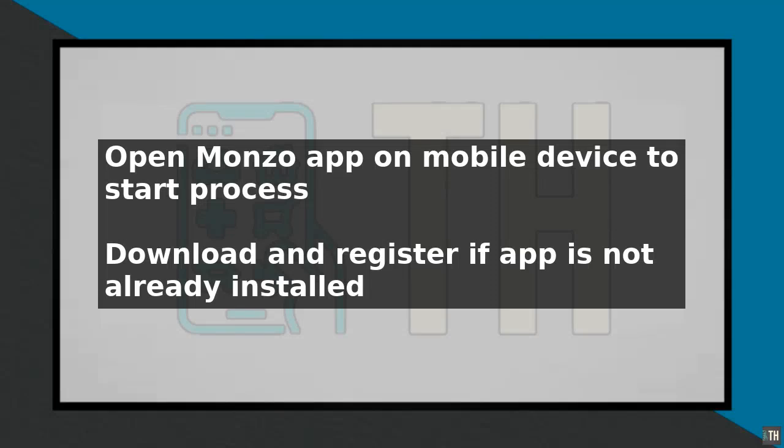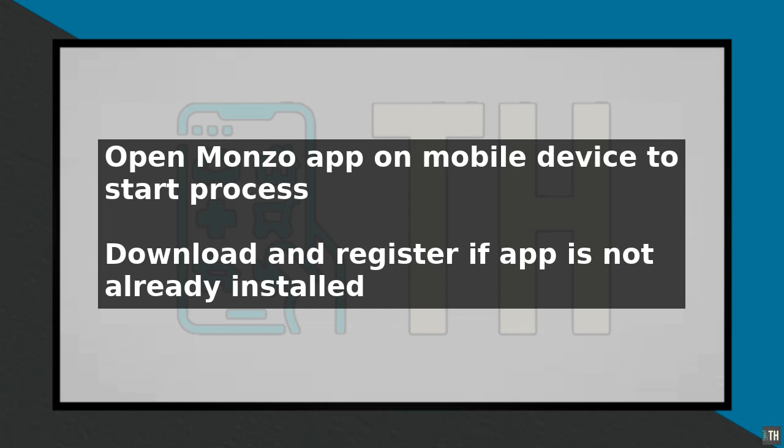To activate Monzo Flex, start by opening the Monzo app on your mobile device. If you do not have the app, download it from the App Store and follow the registration process to create an account.